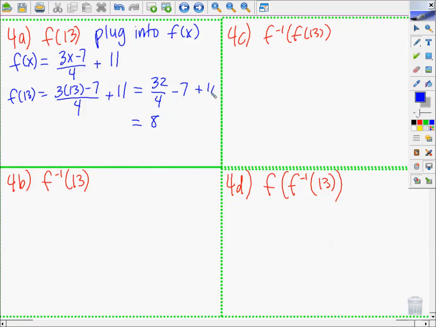Wait, hold on. Sorry, I wrote that backwards. Wait a second. Oh, yeah, you did. Lo siento, don't look. My eraser's too small. Still don't look.